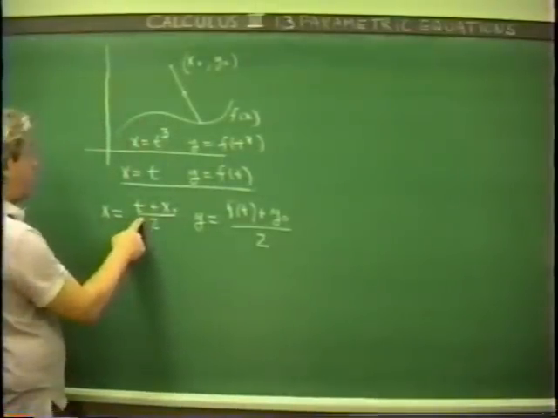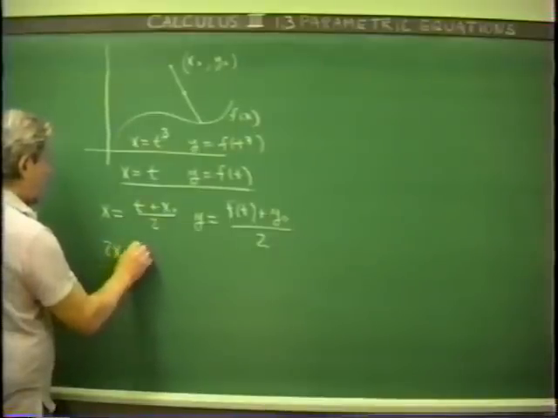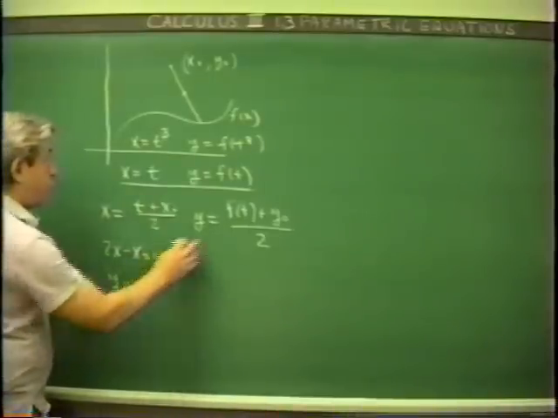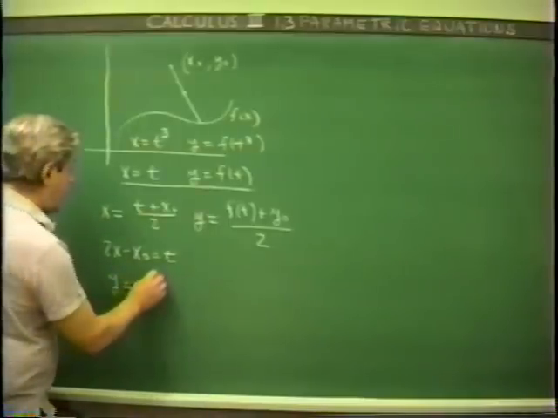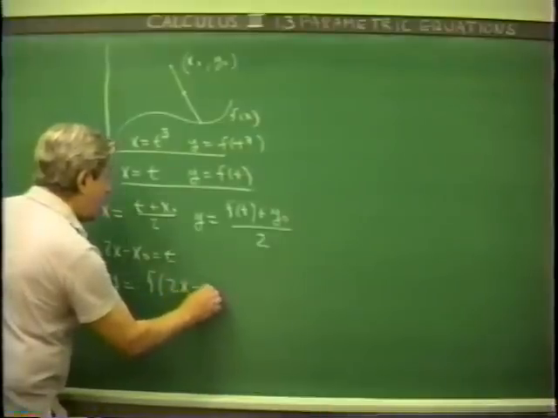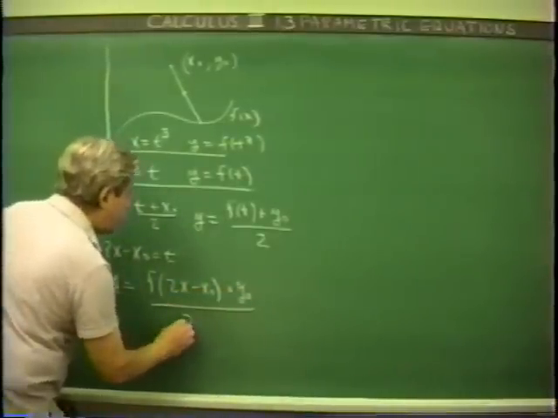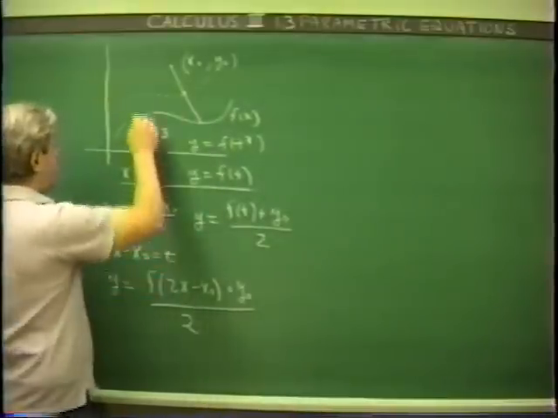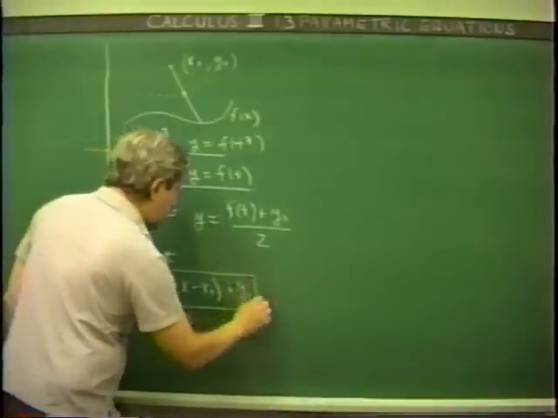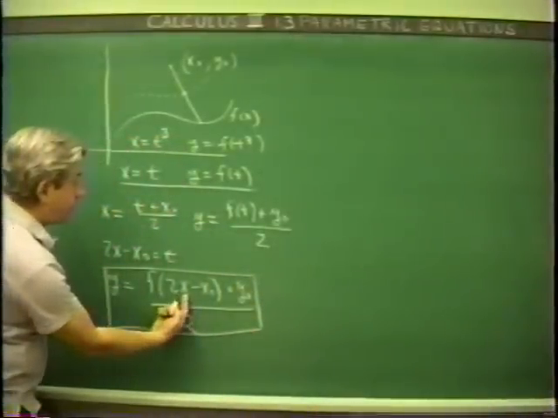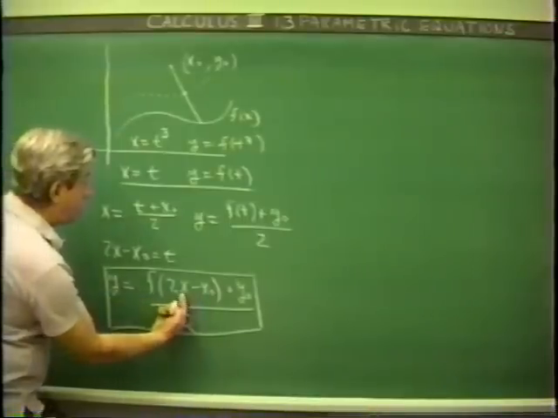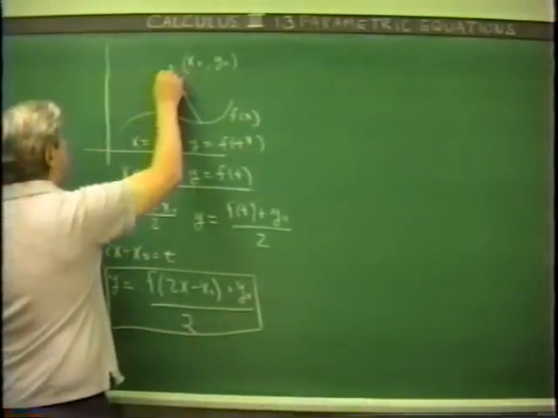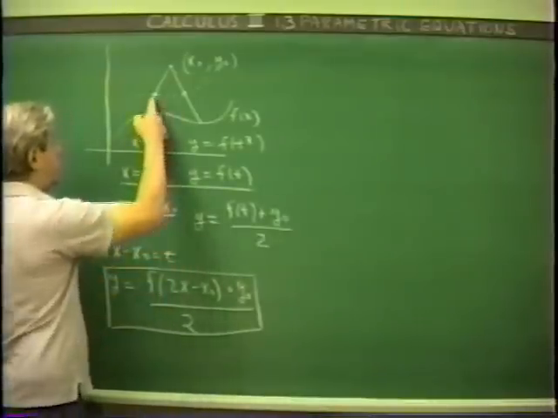Now, it's interesting to note that we can solve this equation for t, and we get 2x minus x naught is equal to t, so that y is equal to, placing this in here for t, f of 2x minus x naught plus y naught over 2. And this indicates that this parameterization is the parameterization of a curve which is also a function of x. That's to say, this y here is given in terms of x, and x determines the value of y. You take 2x, subtract x naught, take f of that, add y naught, divide by 2, and you get a unique value of y. So all these midpoints form the graph of a function.